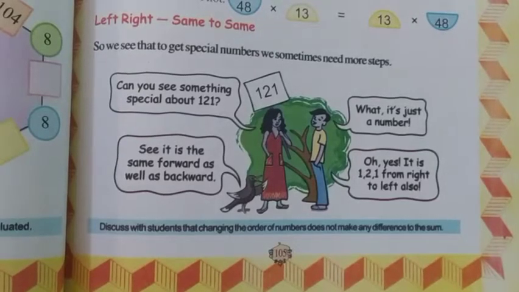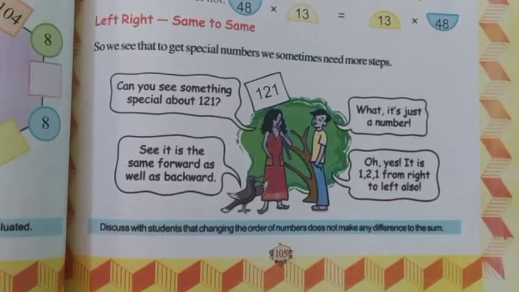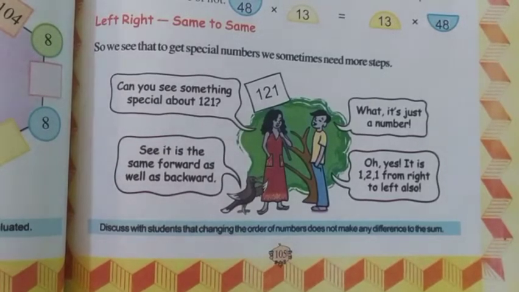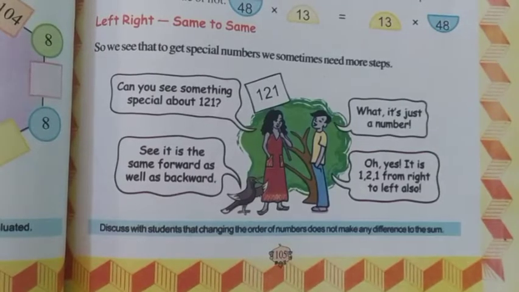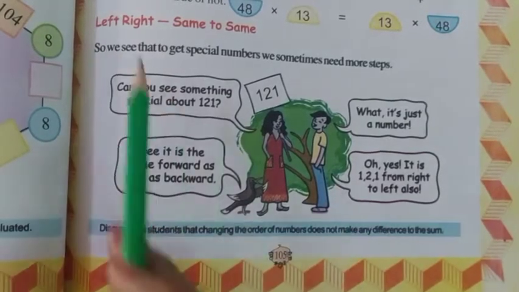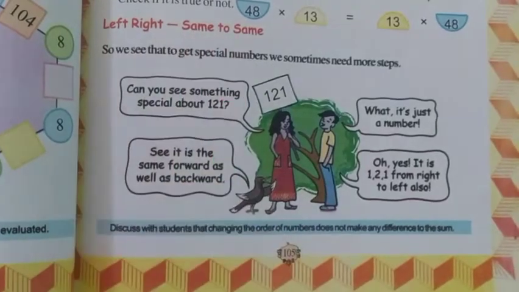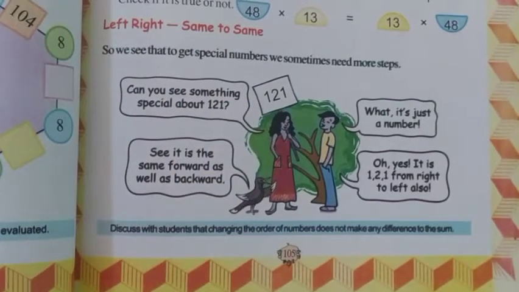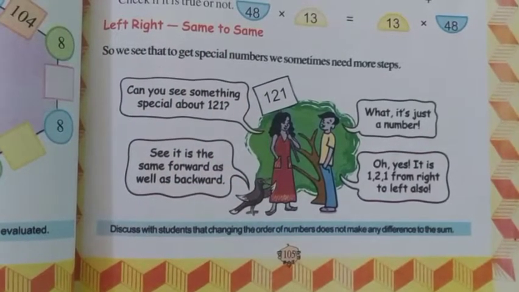Standard 5 Maths, Chapter number 7. See the pattern. Now, in this lesson, we will learn some more patterns from page number 105. Left, right, same to same. Left and right, same to same. How is it? Let's see.